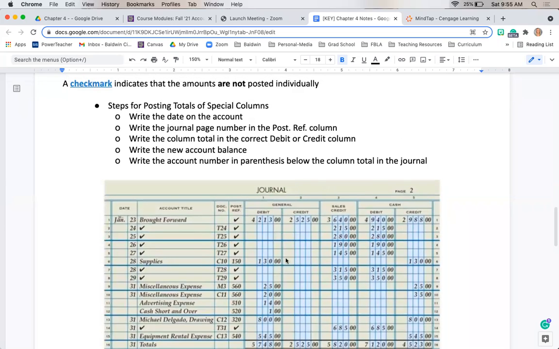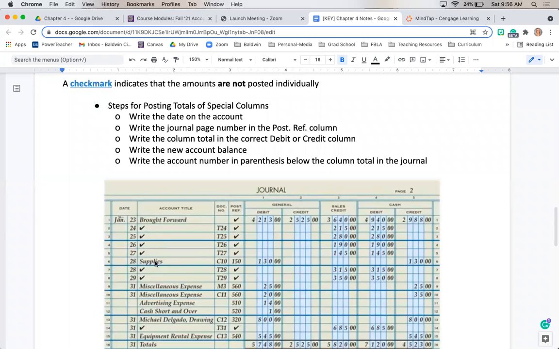So when looking at our journal, anytime we see a check mark on the account title line or in our post ref column, that tells us as the accountants that this is a special amount column. So it will not be found in the general debit and credit. So for example, a check mark here and a check mark here automatically tells me that both of those amounts are going to be found in sales and cash. So if I just keep following this line over, I can see that I had a debit in cash for 215 and a credit to sales 215.